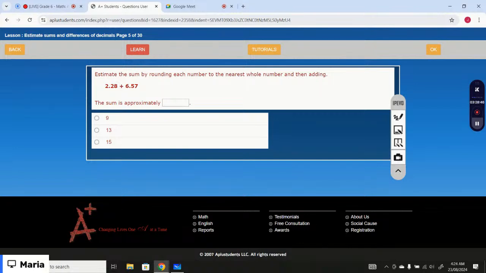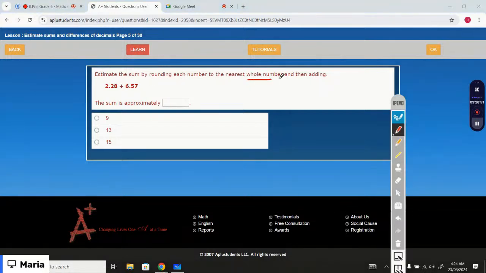Okay, so first you have to estimate the sum by rounding each number to the nearest whole number. You have to round off these numbers, right? And you have to round off to the whole numbers. So just look at the very first digit after the decimal, that is 2. Like 2.28, after the decimal point, that is 2. So 2 is less than 5, right? If the number is less than 5, you round down and keep the same whole number, that is 2, right?